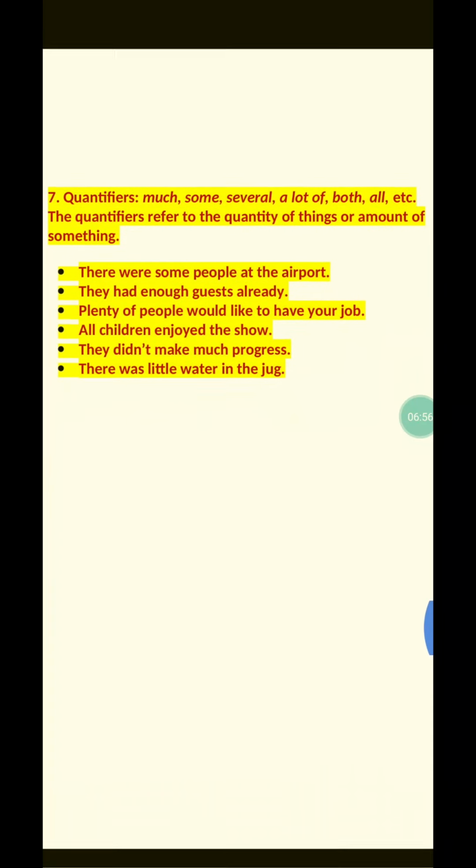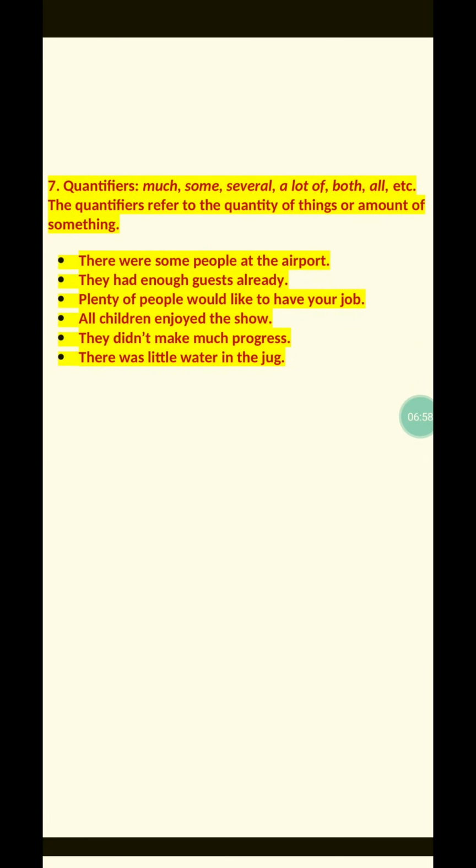Seventh point, children, quantifiers. The area where you need to focus. The use of much, some, several, a lot of, both, all, etc. The quantifiers refer to the quantity of things or amount of something. Now children, for example, much is used for uncountable. Some is used for countable as well as uncountable.